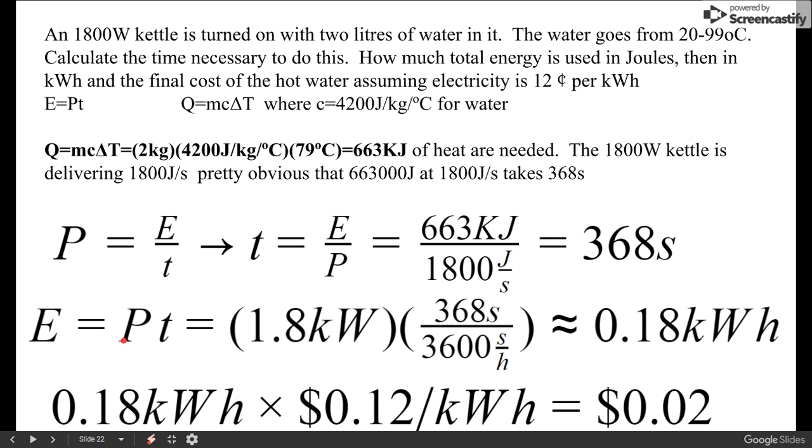Now, the total energy you burned is going to be this wattage times the time. Okay? 368 seconds, and 3,600 seconds in an hour. To do it by cost, we have 1.8 kilowatt hours. We can't use seconds, we use hours. We get 0.18 kilowatt hours. 0.18 kilowatt hours times 12 cents per kilowatt hour, bringing that 2 liters of water to a boil cost you 2 cents.